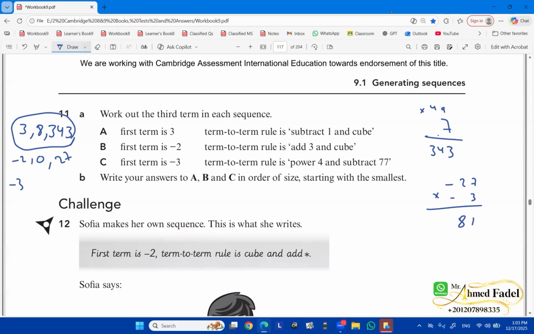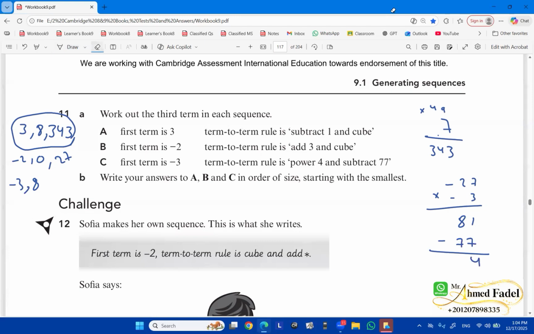And it's going to be positive, because the power is an even number. If the power is an even number, then the answer is definitely going to be positive. If the power is an odd number, then the answer is definitely going to be the same sign. If it was negative, it will remain negative. If it was positive, it will remain positive. That's if the power was an odd number. So here, negative 3 becomes positive 81. Then subtract the 77. So it's going to become 4 exactly.